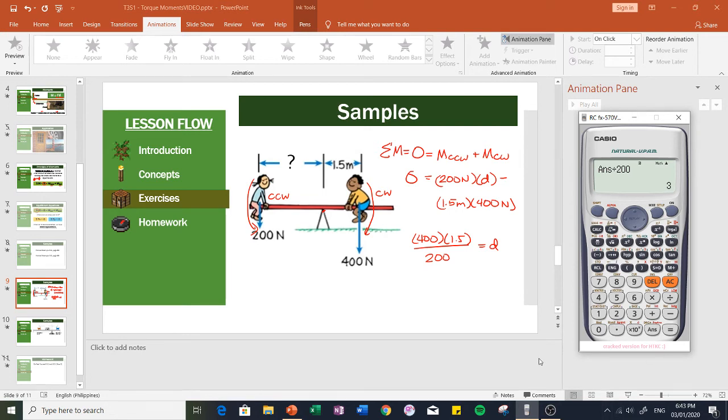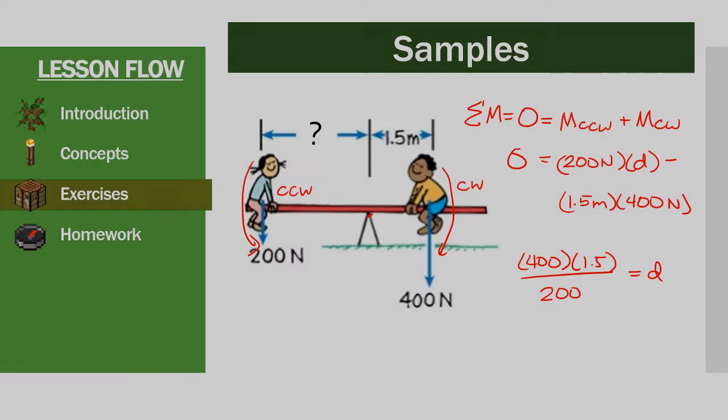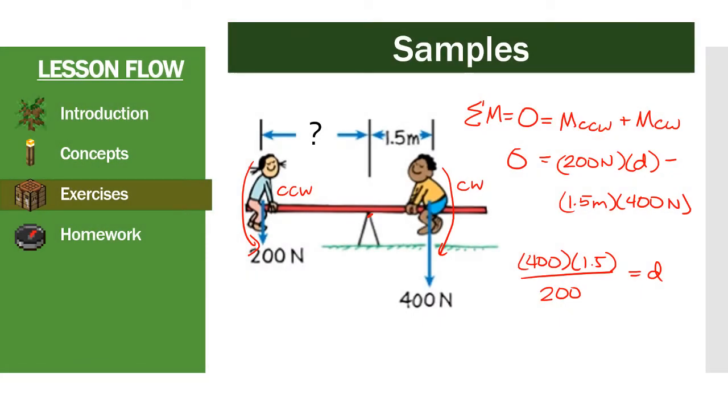So when we go back to this slide, if this girl is seated 3 meters away from the center of support, then they should balance out, and that makes a bit of sense. If you have a heavier object, you want them to be closer to the center of support. And closer to the support means less moment. So 3 meters is the final answer for this problem.